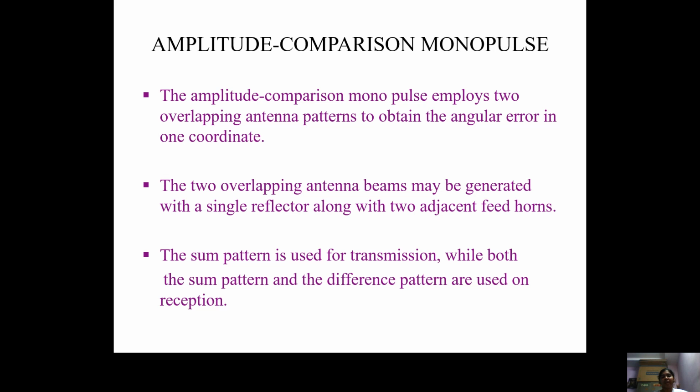The sum pattern is used for transmission. After combining these two in the hybrid junction, two patterns are available for us: one is the sum pattern and the other is the difference pattern. Here we transmit only the sum pattern, while both the sum pattern and the difference pattern are used on reception. At the receiver, we use the difference and sum patterns for comparing the amplitudes as well as the phase of the received echo signal.